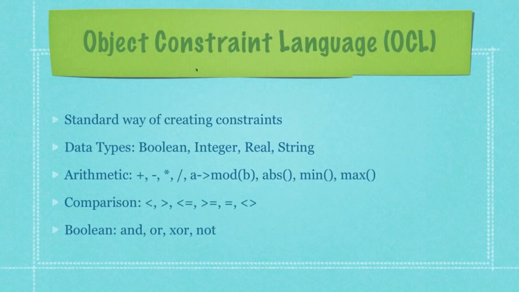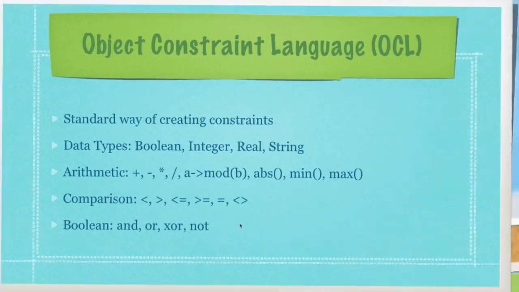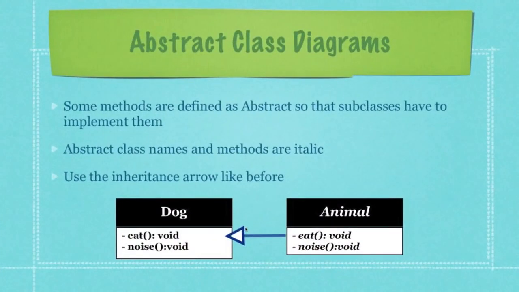Whenever you're using OCL, you would define all of your data types as either Boolean, integer, real, or string, and by real I mean numbers that have decimal places. And here is a list of the most common forms of arithmetic that you would use whenever you're defining certain constraints. And this one right here represents modulus, which is a reference to the remainder that is available after a division, and an absolute, minimum, and max. If you want to compare everything, less than, greater than, less than or equal to, greater than or equal to, or not equal to. And then finally, Booleans are compared with and, or, XOR, or not, and I trust you know what those mean.